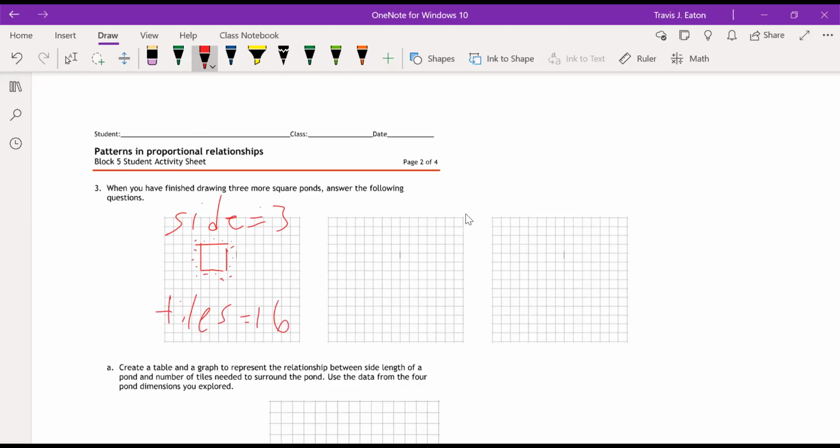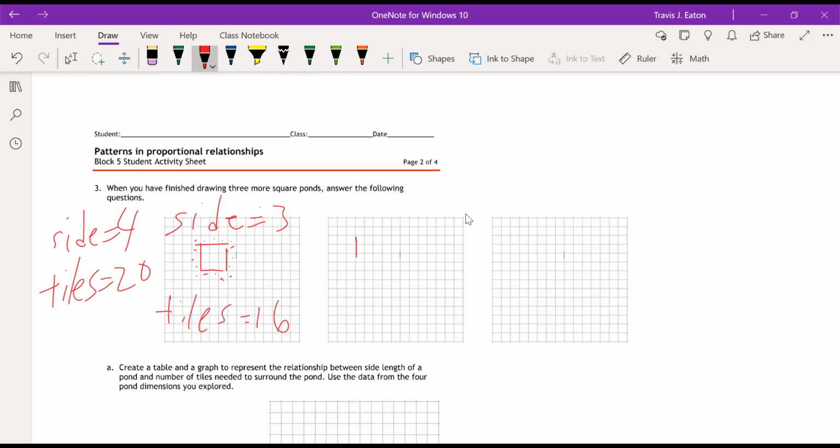That's if it's 3. Now we know if it has a side length of 4, we already know that it will take 20 tiles. We know this already. Well, let's try another one. Let's try going 5.